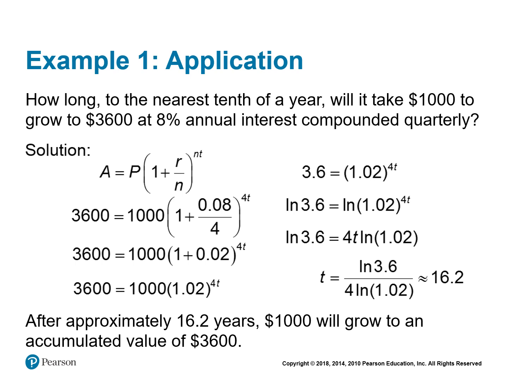Now we are going to end this section of the chapter with a couple of application problems on exponential and logarithmic equations. Now this particular problem is on compound interest. So what I'm going to do is I'll just read what the question is saying, and then we will dissect it further and go into solving it. So it says, how long to the nearest tenth of a year will it take $1,000 to grow to $3,600 at 8% annual interest compounded quarterly?